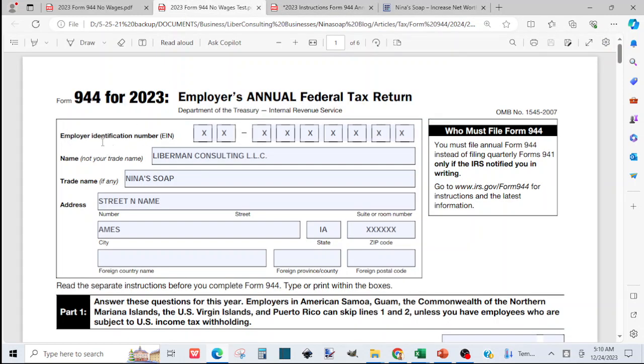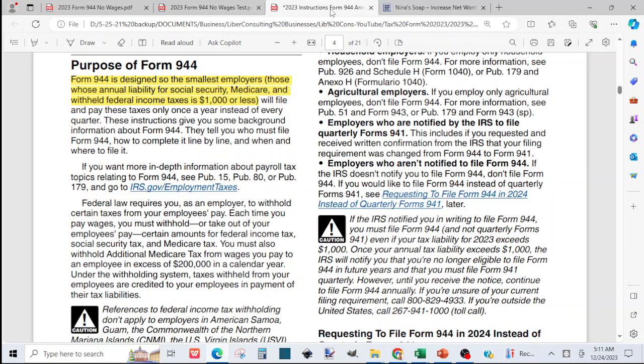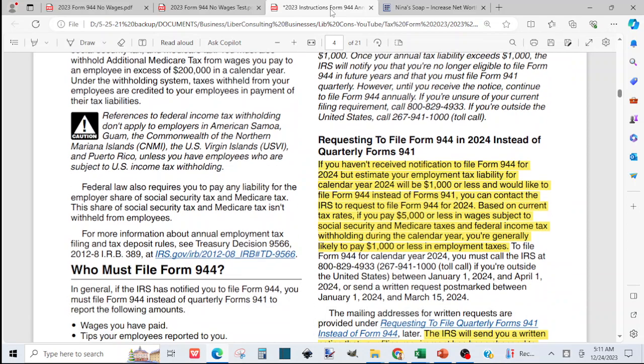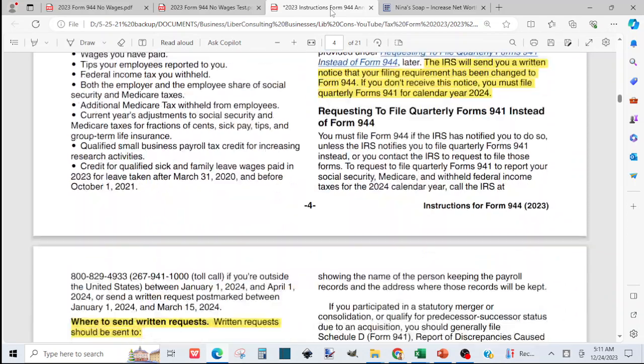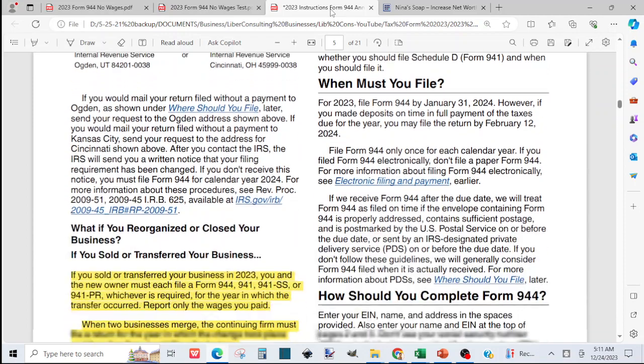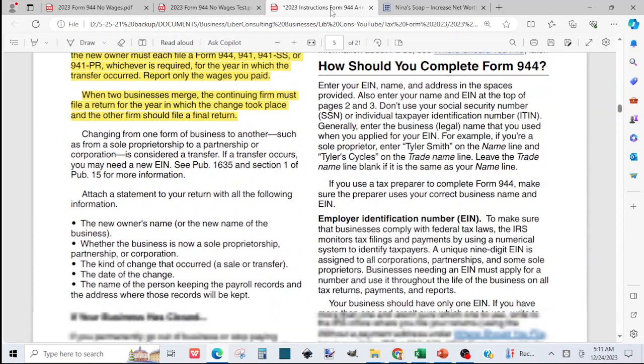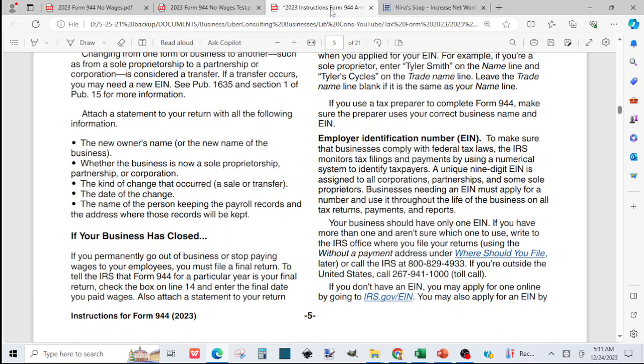So for the first part, employer identification number, you'll enter your business identification number, and your business should have only one EIN, so you make sure you enter the correct one. They have instructions on page 5. If you have more than one and you are not sure which one to use, they give you a phone number to call, 800-829-4933, to ask questions.